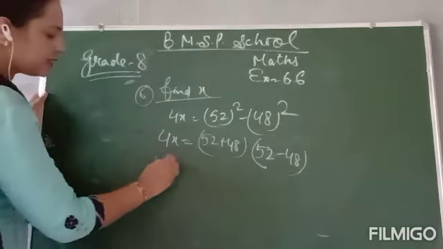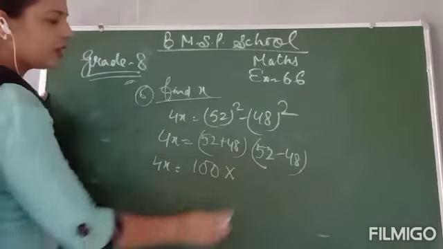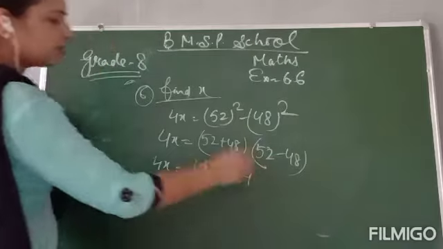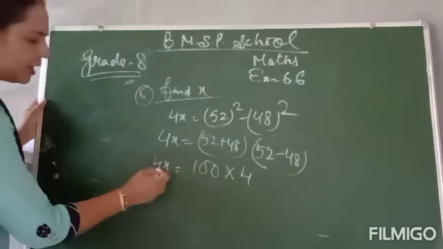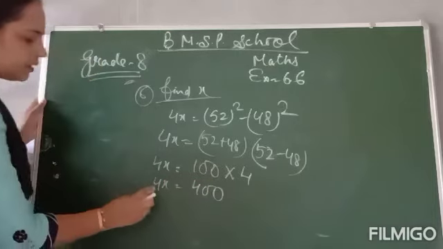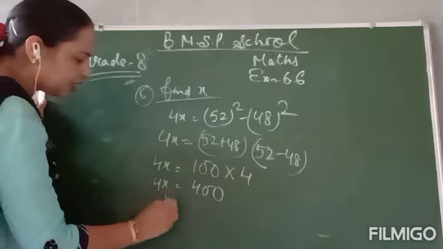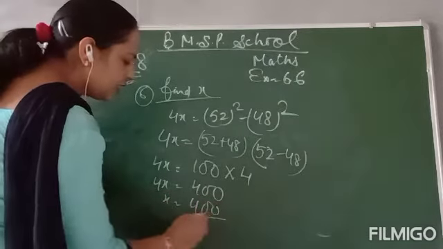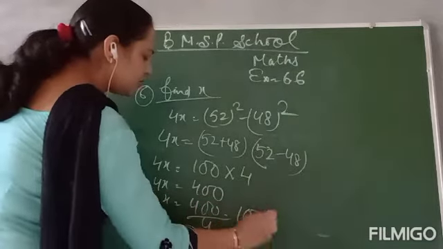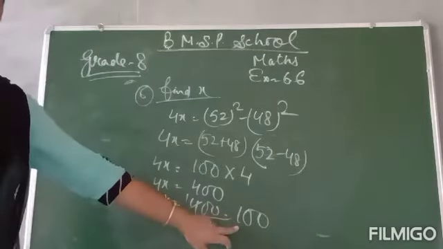Okay, 4x. Now when I add it, I got 100 into 4. When I subtract, I got 4. Okay. Now 4x is equal to 400. There is multiplication between 4 and x. When 4 goes to this side, it becomes division. So I got x value is 100. Okay, by cutting, x is equal to 100.